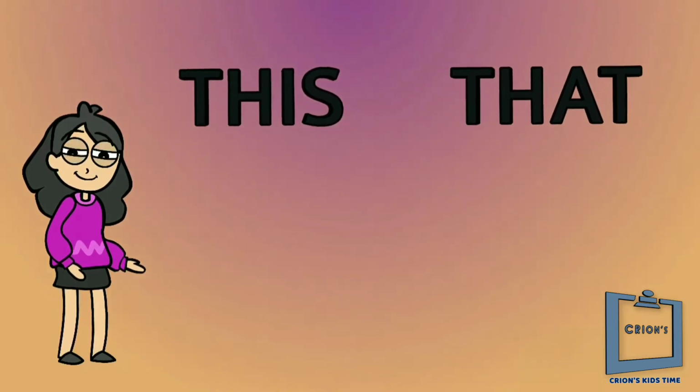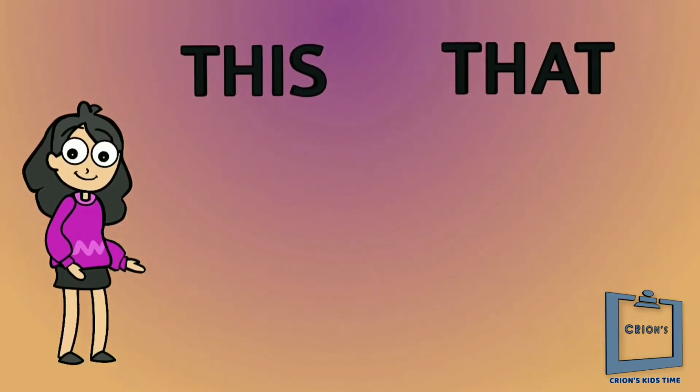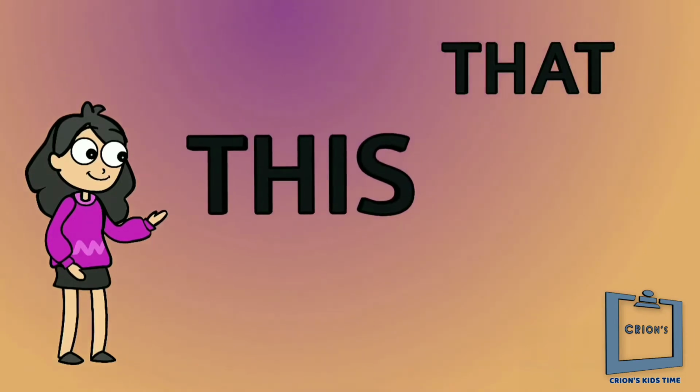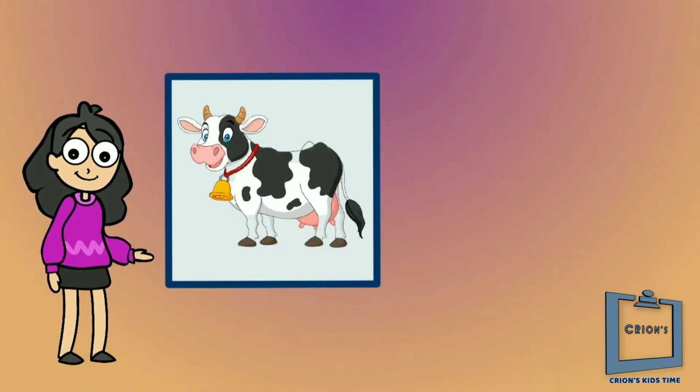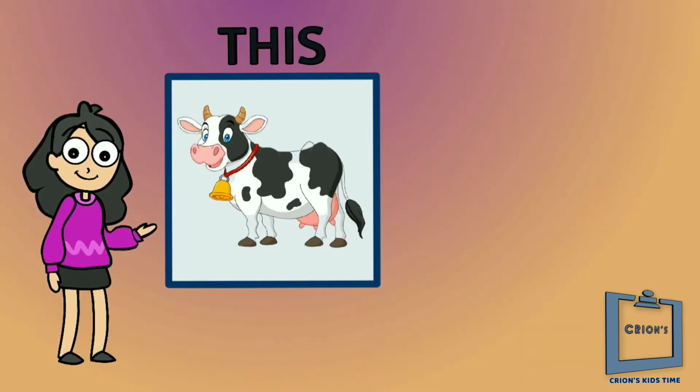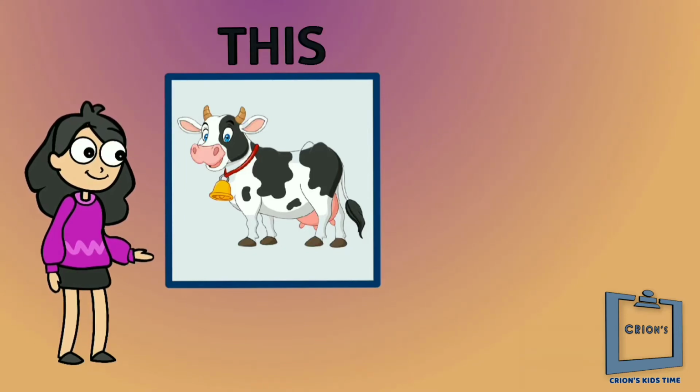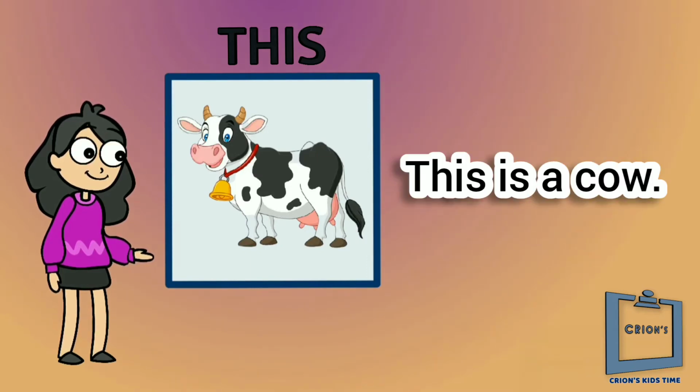First, we shall learn how to use this. Look at the cow. The cow is near to me. So, use the word this. So, we say this is a cow.